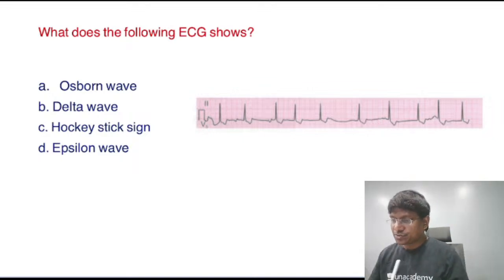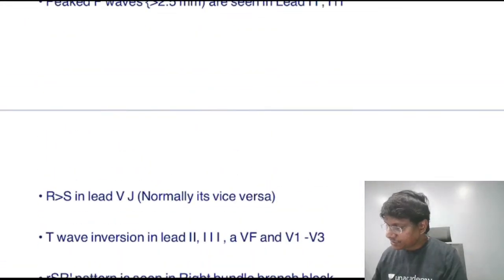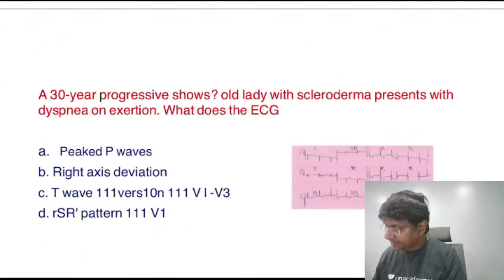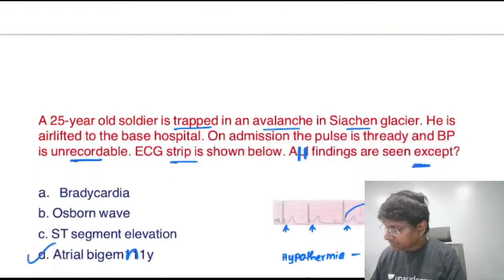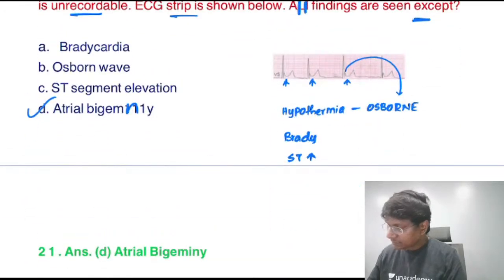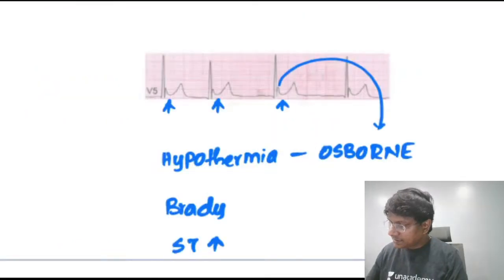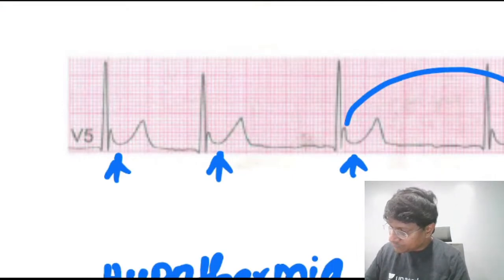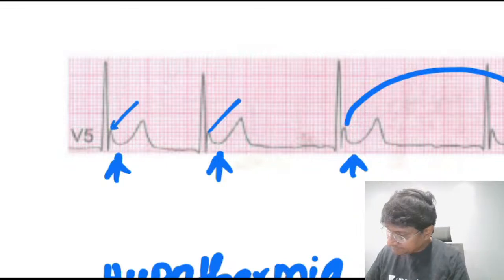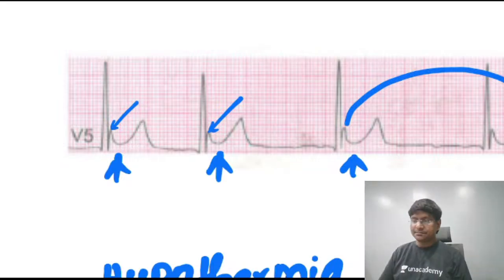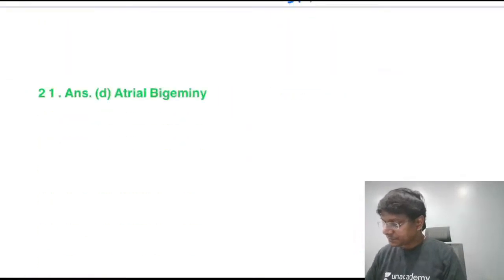Sushant, in case of the COVID pattern, this is your COVID pattern, right? The point of how you have to differentiate is, in case of the Osborne wave, you have this blip, and this blip is nothing but the Osborne wave. Okay.